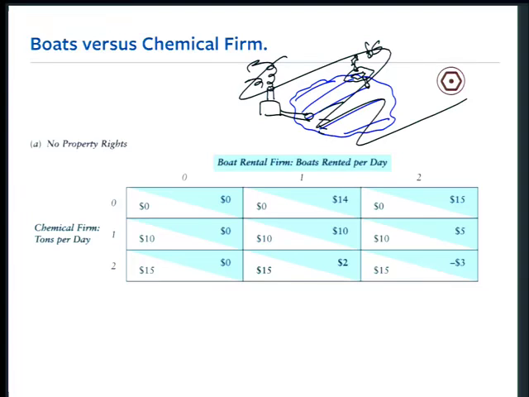Now, as you note here, the color scheme indicates which firm we're talking about. So the light blue here is the chemical firm. The dark blue is the boat rental. So what we've got in the middle of the table here, this is payoffs. You can think of this as profits.